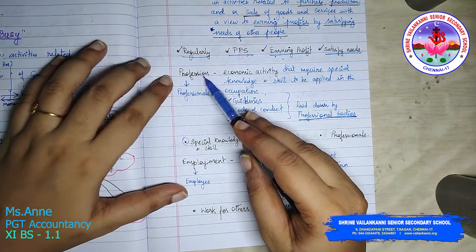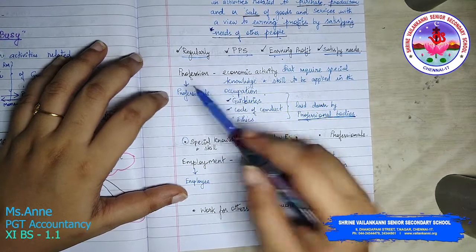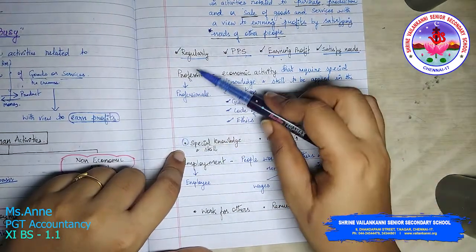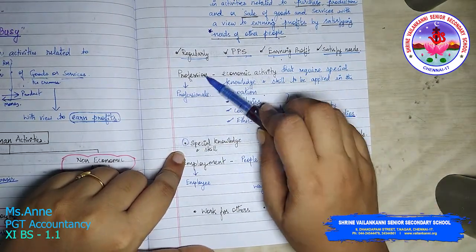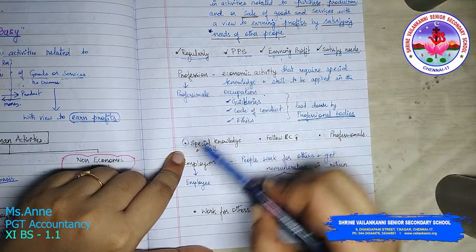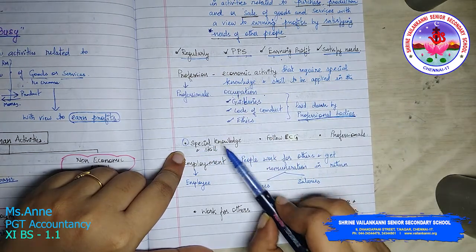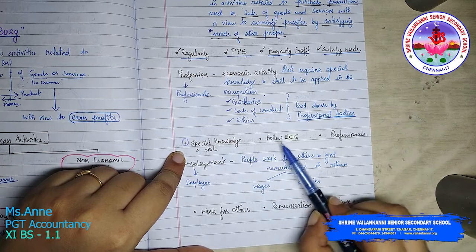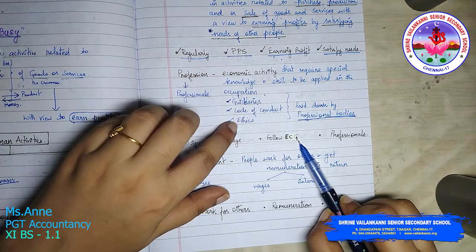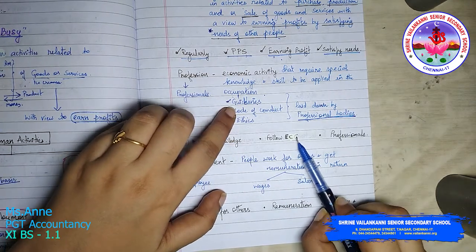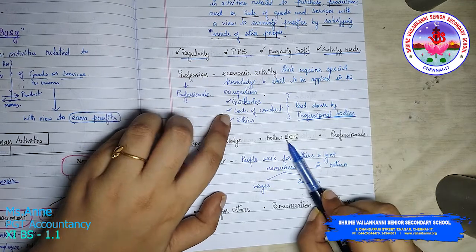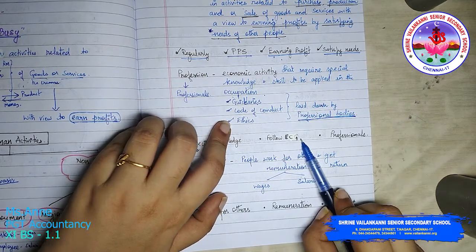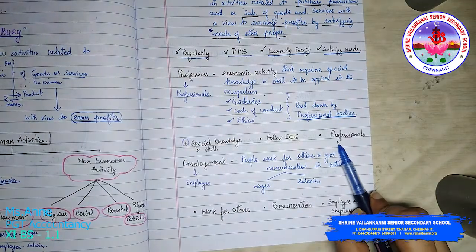Okay, they carry on a profession. They are called professionals. So, coming to a conclusion, when do you call something a profession? When they undergo a special kind of knowledge and skill, and they have to follow ethics, code of conduct and guidelines. Then they are called professionals.